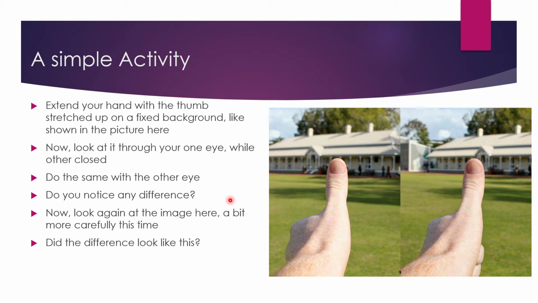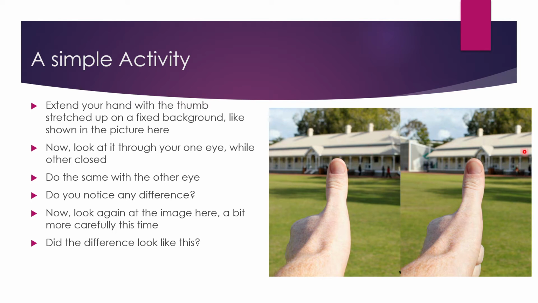Do the same with the other eye. So close the eye which was open during the last observation and open the eye which was closed during the last observation and look at the thumb again. Note down both of the observations and then look at these two images. Did your observations look like this? Did the background object look like it's moving with respect to the thumb?